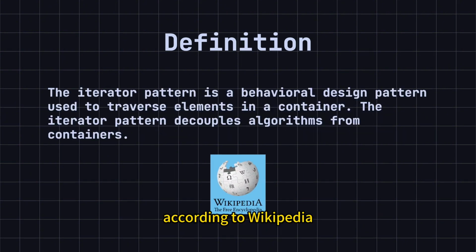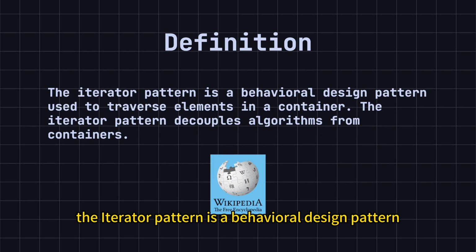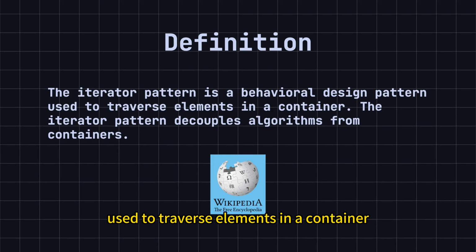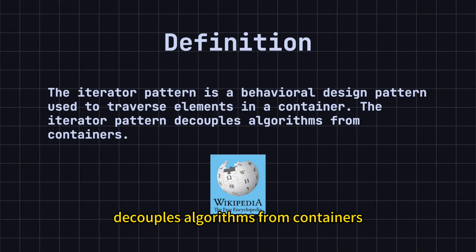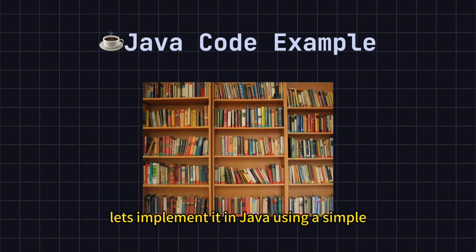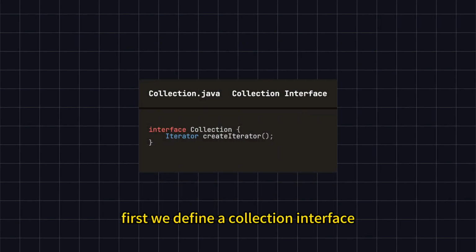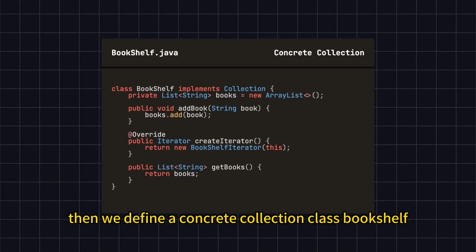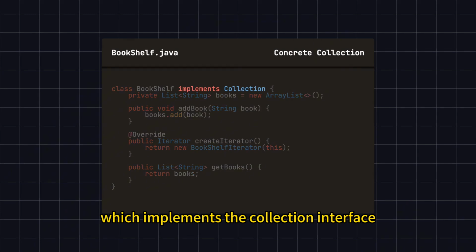According to Wikipedia, the Iterator pattern is a behavioral design pattern used to traverse elements in a container. The Iterator pattern decouples algorithms from containers. To better understand this pattern, let's implement it in Java using a simple example of a bookshelf. First, we define a collection interface that includes a method to create an iterator. Then, we define a concrete collection class, bookshelf, which implements the collection interface.